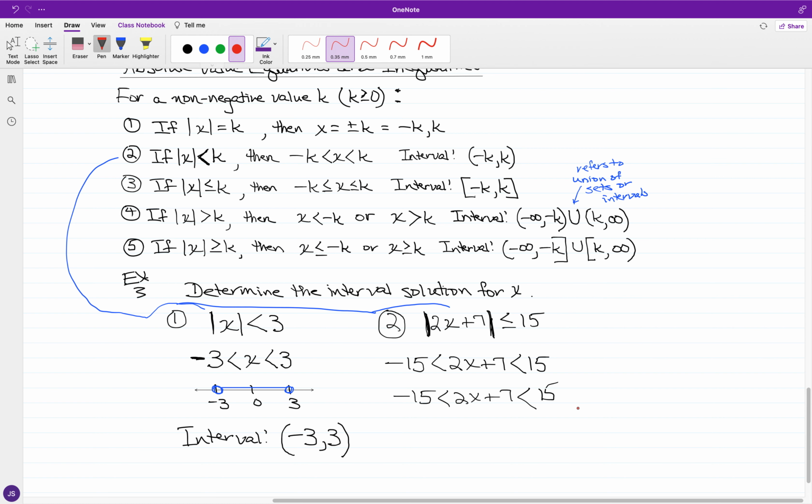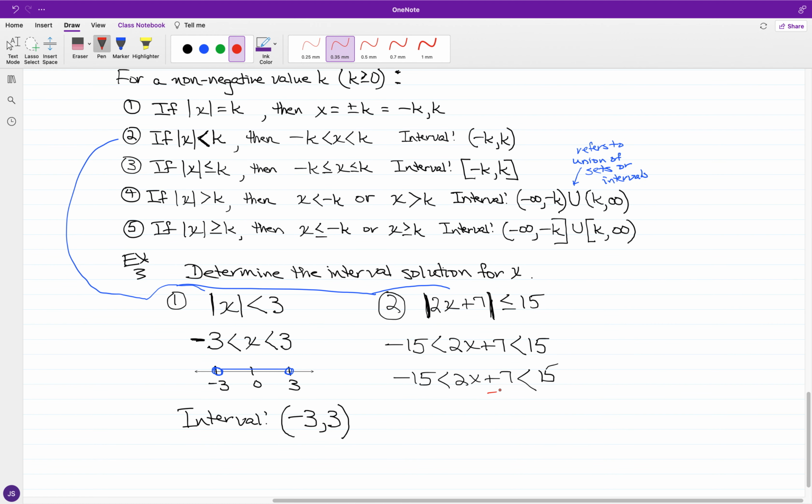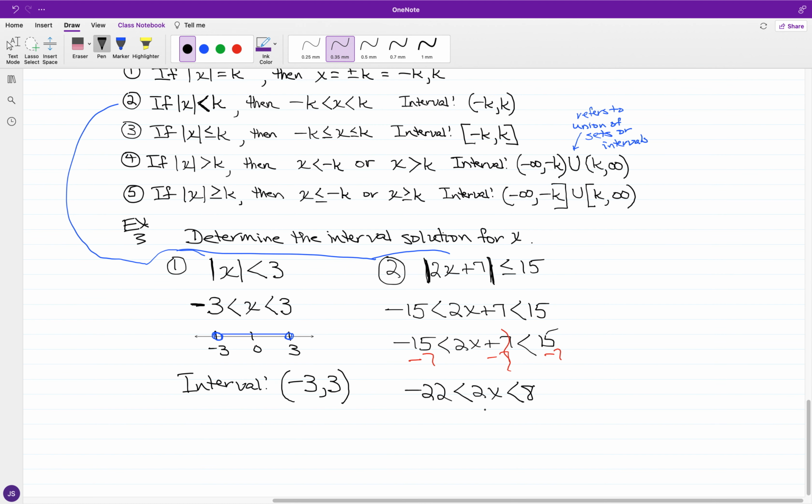And upon looking at isolating the variable term in the middle, I'm going to take 7 away from all portions and combine. So we have negative 15 and negative 7, so we have negative 22 is less than 2x, and 15 minus 7 is 8. Going from 2x to x, we have division by 2, so I'm going to divide everything out among these three entities: the extreme left, the extreme right, and also the x term in the middle.